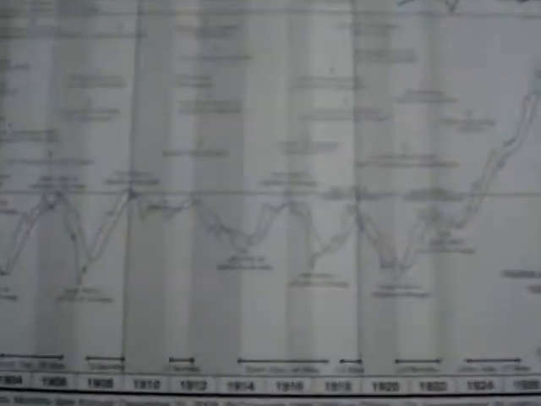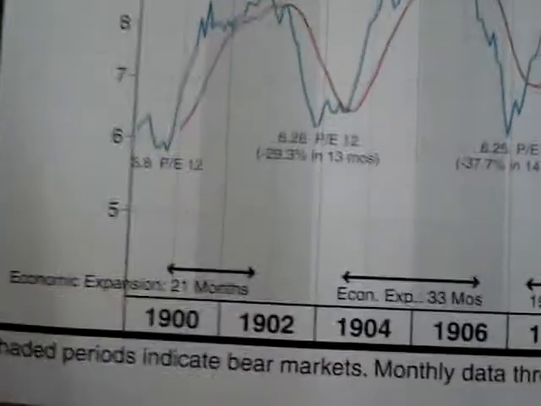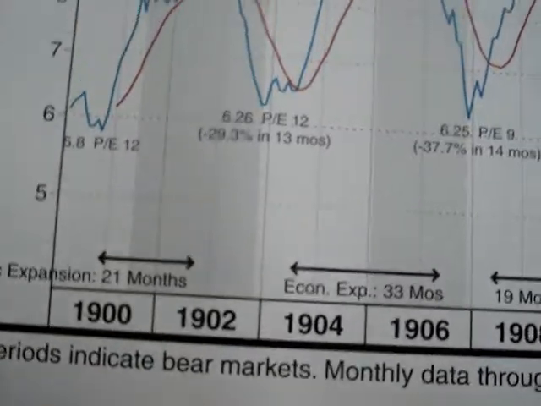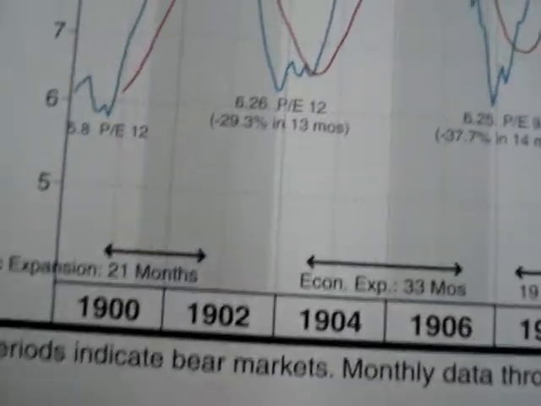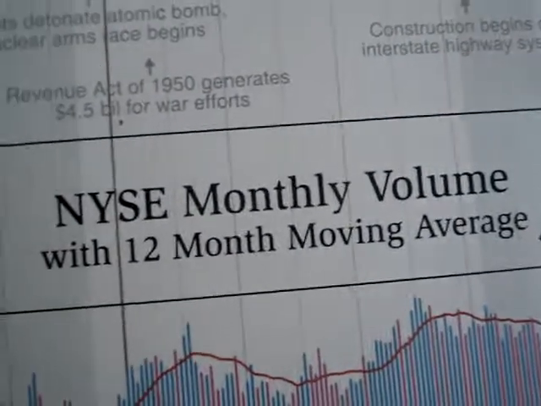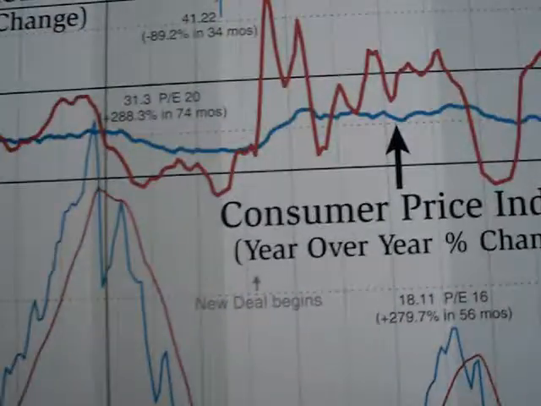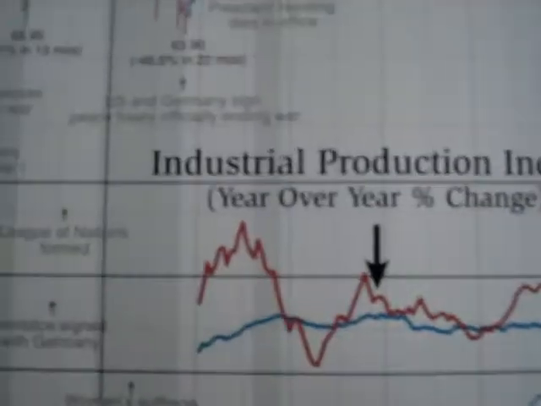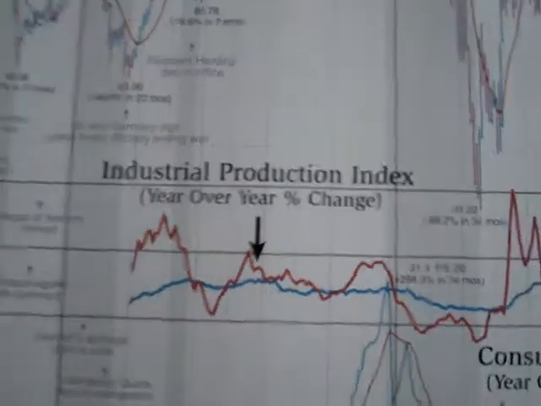And if you can come over here, I'll see if I can zoom in. You see, first it has the stock market here. Says Prosperity, Panic of America. Come over here, it shows the monthly volume. Then things like the Consumer Price Index, Industrial Production Index.